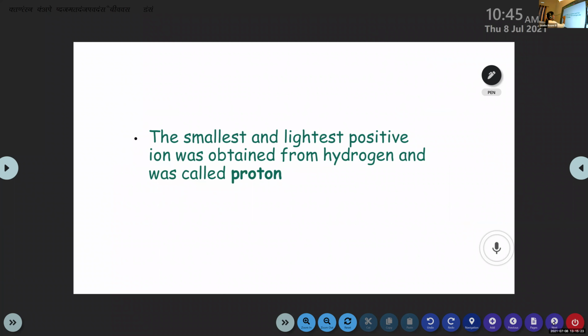The smallest and lightest positive ion was obtained from hydrogen and was called proton. In all elements, protons are there, but the lightest and smallest positive ion is obtained from hydrogen and is named as proton. Because the atomic number of hydrogen is 1, the number of protons is also equal to 1. That's the relation between the atomic number and protons. Atomic number is equal to the number of protons.